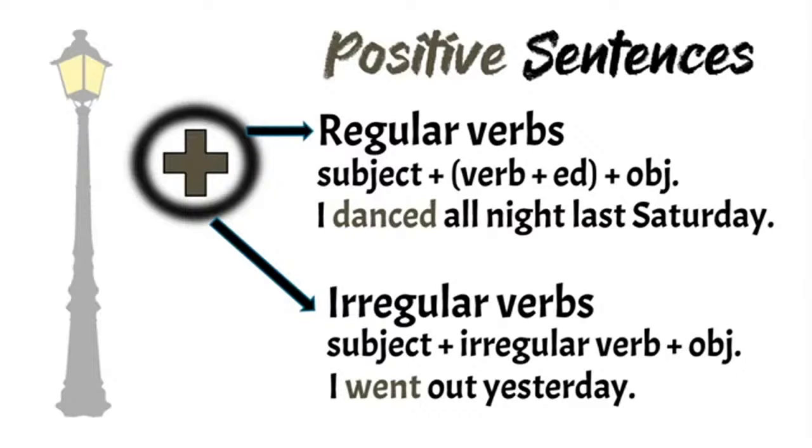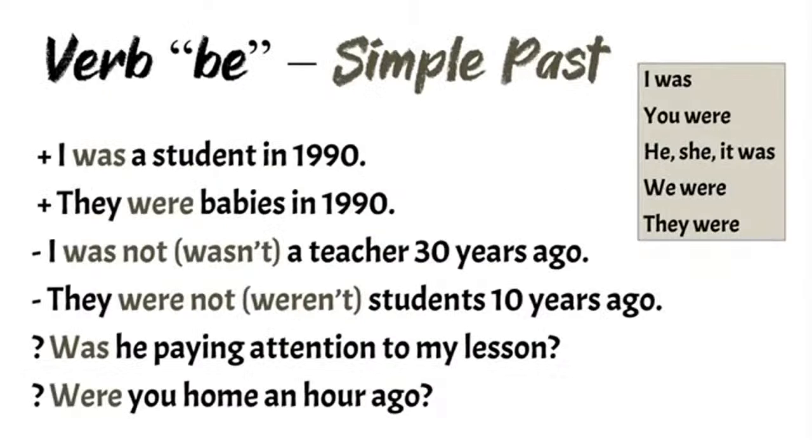How do I know that dance is a regular verb? Well, we just have to learn them. The same with the irregular verbs. Irregular verbs, you need to learn them by memory. So the formula is subject plus irregular verb plus the object. Like in our example, I went out yesterday. So went is the irregular past verb of the verb go. What happens with the verb to be?